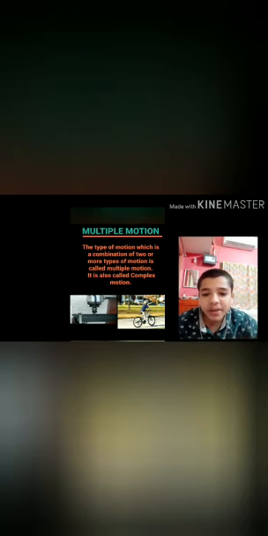See one example of a drilling machine. When the drilling machine drills wood, it rotates. That's why this is rotatory motion, and it goes straight. That's why this is translatory motion, because at the same interval of time, it is going straight.